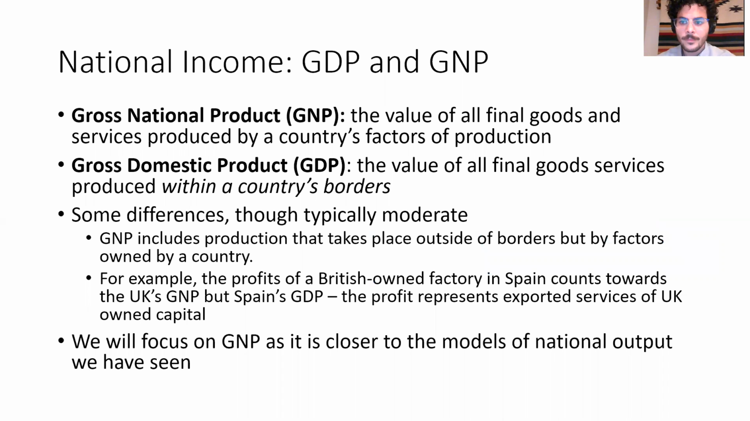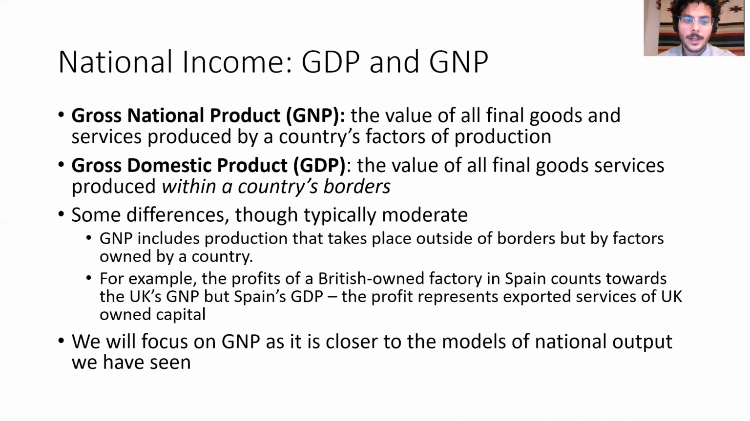So let's start by defining national income. There's two main concepts that are in use today, gross national product and gross domestic product. Gross national product is the value of all final goods and services produced by the factors of production that a country owns. Gross domestic product is very similar. It's the value of all final goods and services that are produced within a country's borders. So these are different definitions of national income.